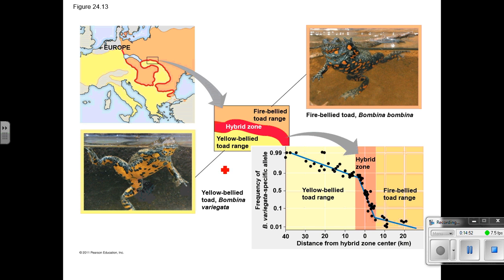We've got the yellow-bellied toad over here and the fire-bellied toad here. So right in between there in Europe, there's a hybrid zone where they will still mate. And so scientists can study them to try to figure out what is it separating these groups. What's the reproductive isolation that's in the process of happening.